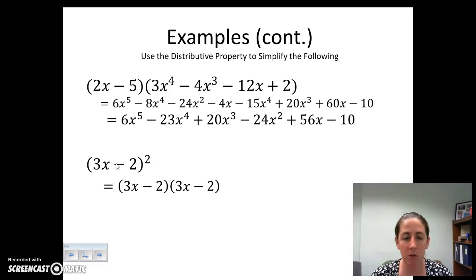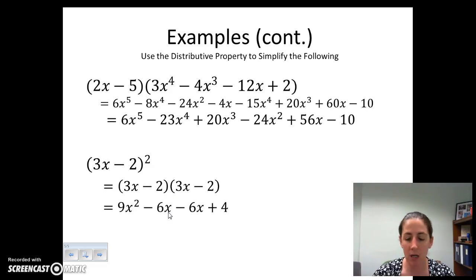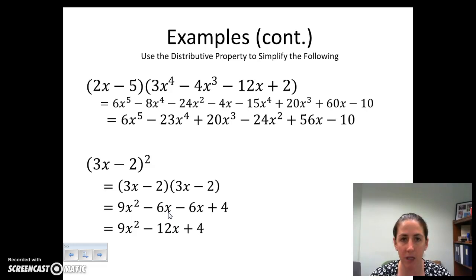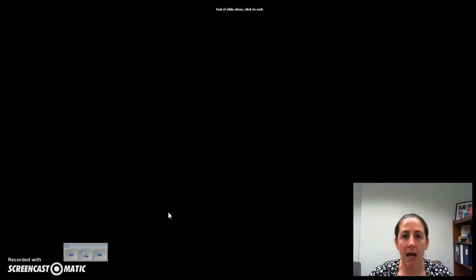And then you just distribute like we were before. Every term in the first group goes to every term in the second group. Distribute the 3x, distribute the negative 2, and you get 9x squared minus 6x minus 6x plus 4. Combine your like terms for a final answer of 9x squared minus 12x plus 4. So now we've done some of the basic distribution problems. Try the examples that are on the back of the sheet.